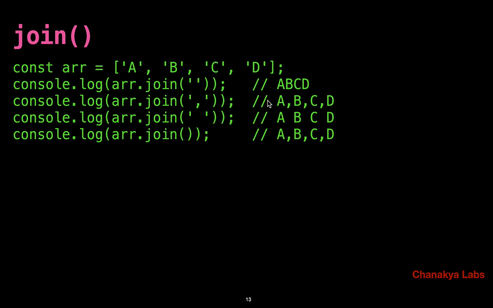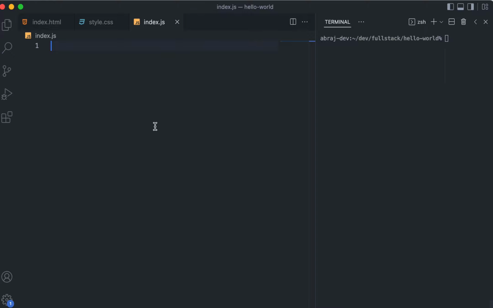But if you provide comma, then it is A, B, C, D separated by commas. And if you provide an empty string, it looks like a gap, but there is no gap. It is an empty string. So let's try that out.